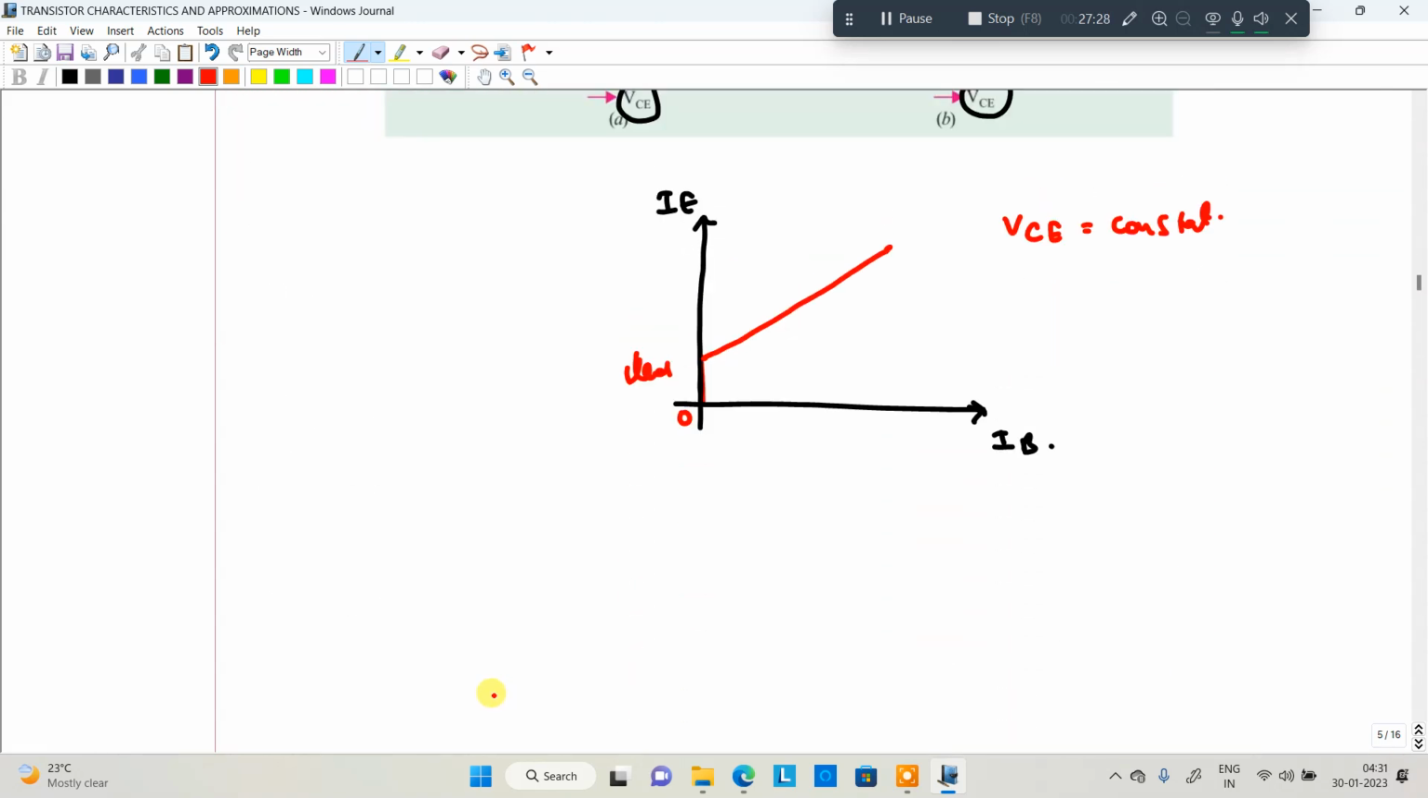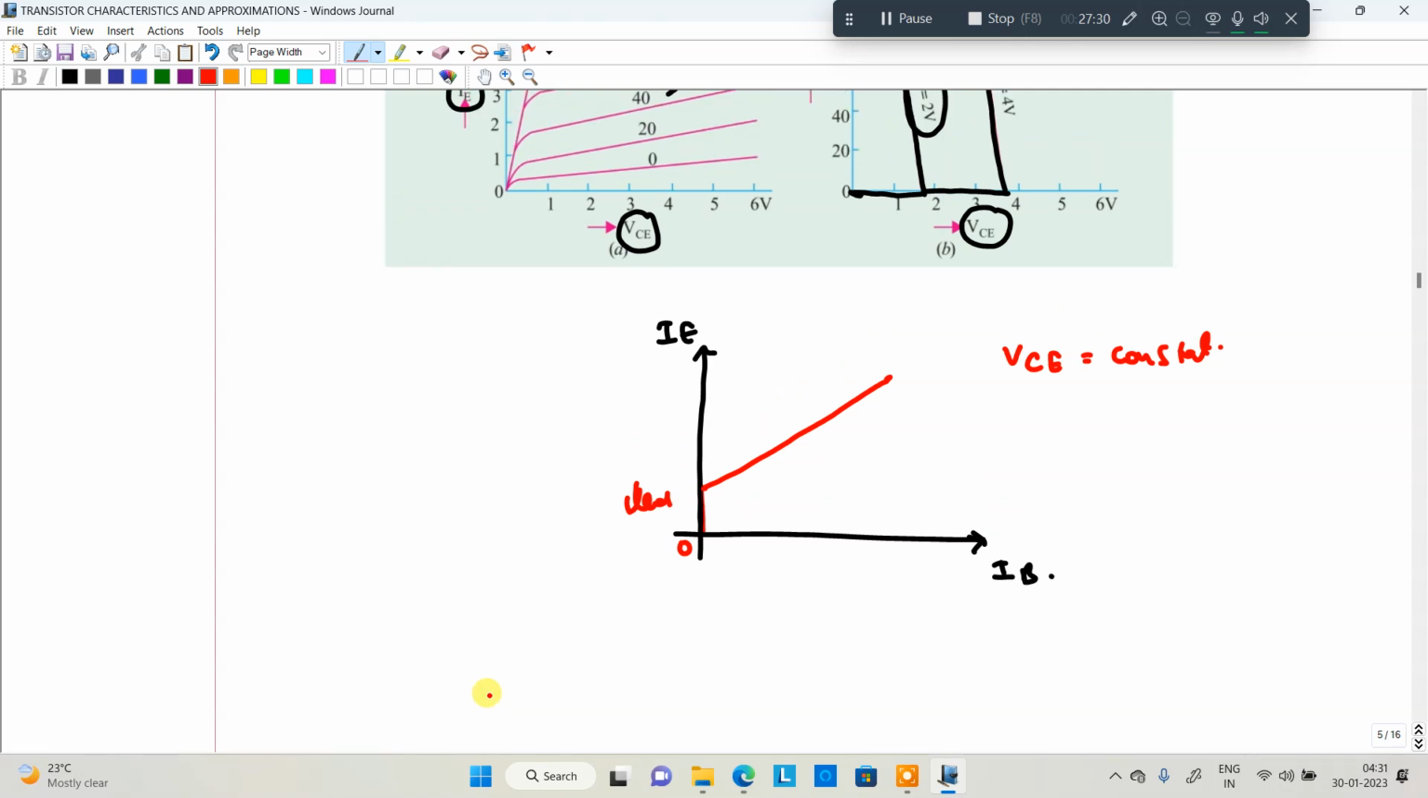I hope everyone is clear about these three characteristics of a transistor. In the next class we are going to discuss the remaining topics. In this particular chapter, transistor characteristics and approximation, within three videos we are going to complete this chapter.